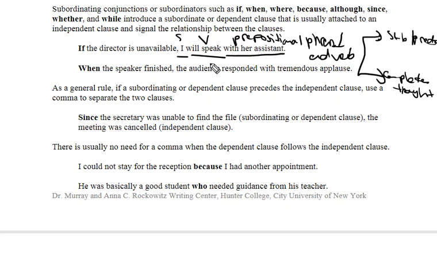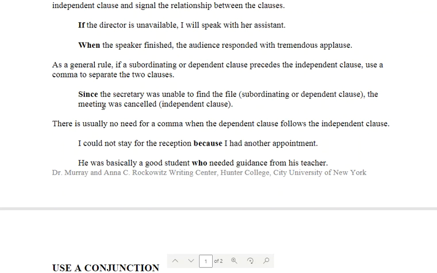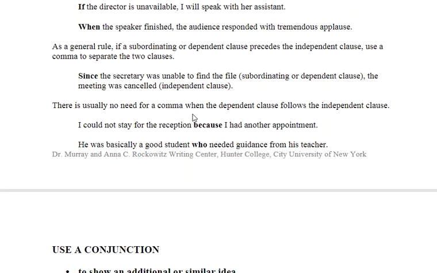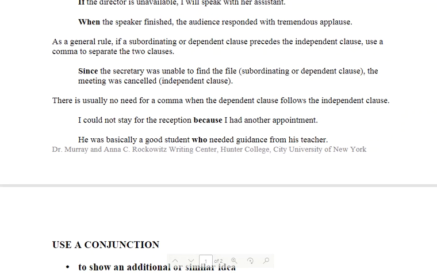Okay? We have all of the elements here. That's one. Two, we don't have a subordinate conjunction, so that's another one. This confirms that this clause is an independent clause. It belongs to the independent clause family. As a general rule, if a subordinating or dependent clause precedes the independent clause, use a comma to separate the two clauses, as I said before. Since the secretary was unable to find the file, that's a subordinating or dependent clause, comma, the meeting was cancelled, independent clause.